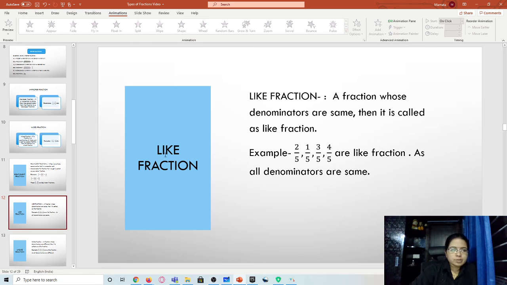Now like fraction. What is like fraction? If a set of fractions have equal denominators, then the fractions are said to be like fractions. Here 2 divided by 5, 1 divided by 5, 3 divided by 5, 4 divided by 5. This set of fractions are like fractions as all have an equal denominator, that is 5.